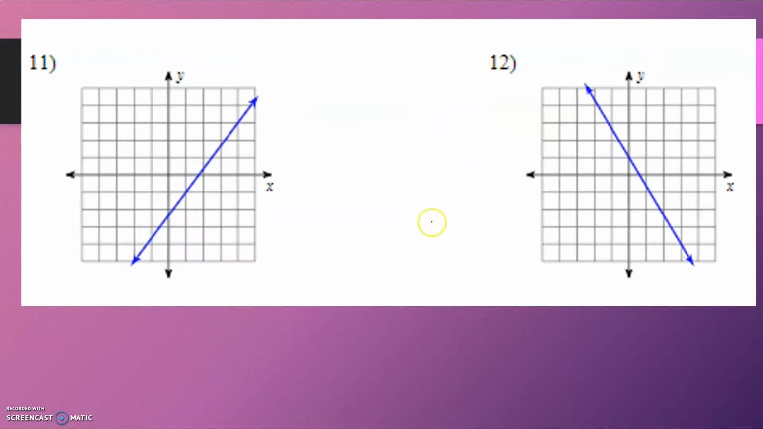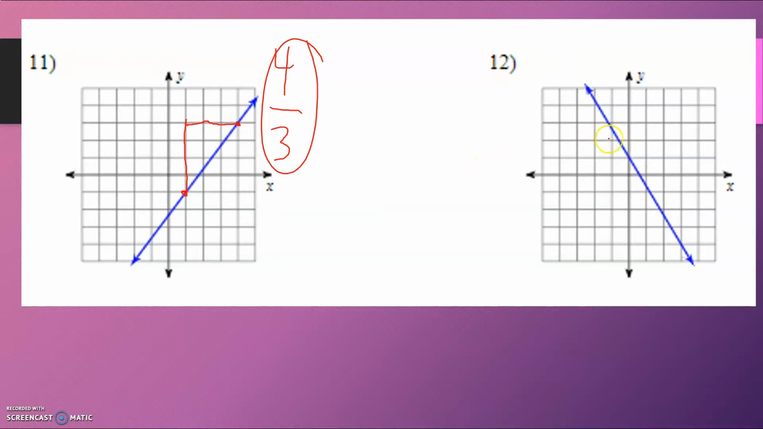All right, number 11. Again, we need to find points that intersect perfectly on the graph. So here would be one, and here would be one. So we're going to rise 1, 2, 3, 4. So it's a +4 because we're going up. 1, 2, 3. 4/3 is going to be our slope.